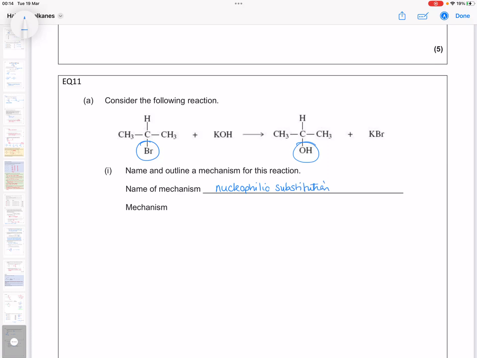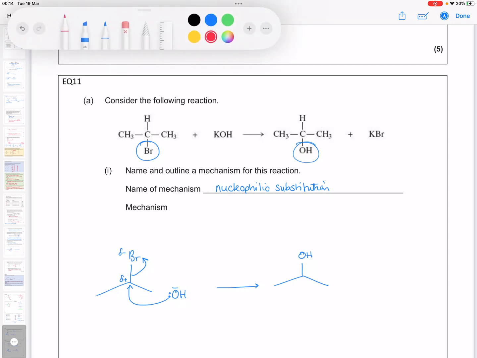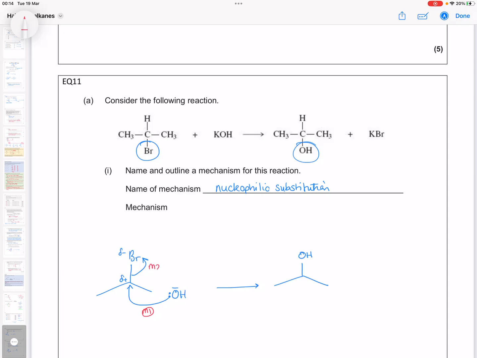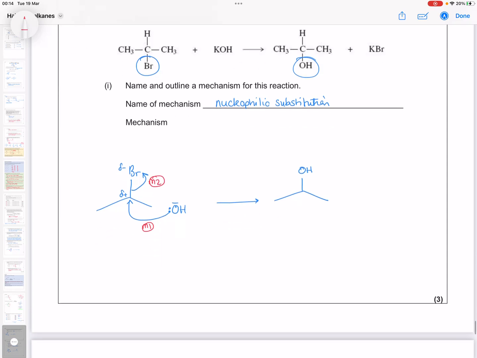Okay, so the mechanism then for our nucleophilic substitution, because I always tend to draw the skeletal formulas, dot positive, dot negative. So thinking about the marking points, we should be getting quite familiar with these now. M1, M2. So tick, tick, tick.